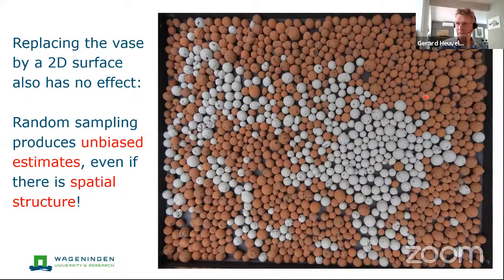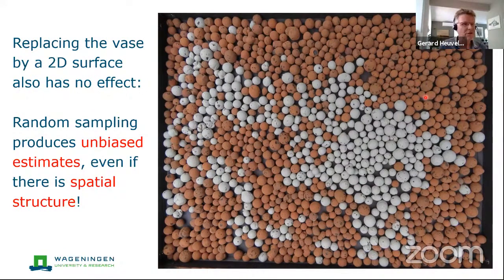And if we take a random sample of 30 balls, maybe some of them will be really close to one another, but that really doesn't matter. The theory of sampling theory is still valid. I'm trying to illustrate that with this example, and we'll come to talk about it a bit more later. So even if there is spatial structure, it doesn't matter because we take this sample randomly.